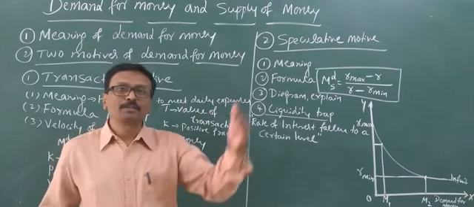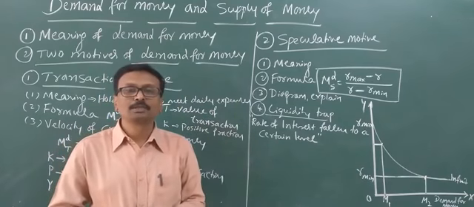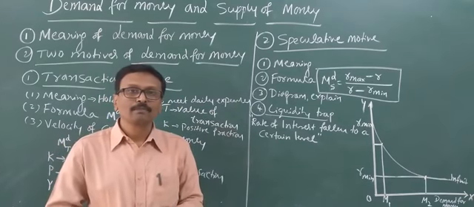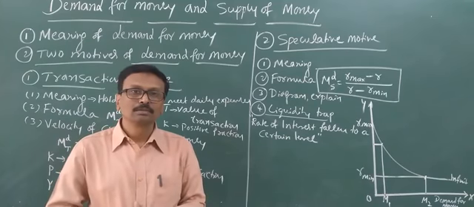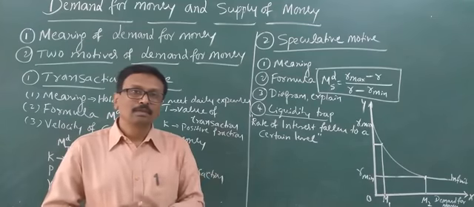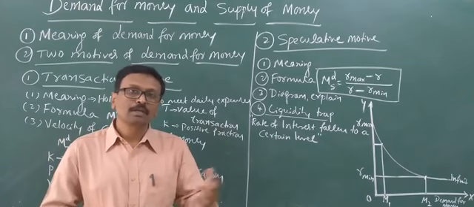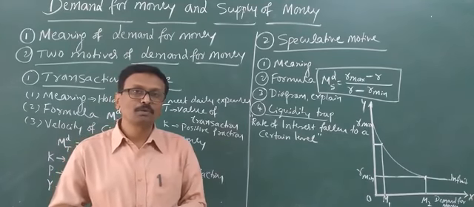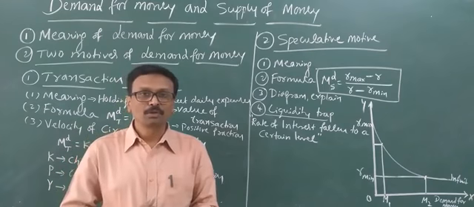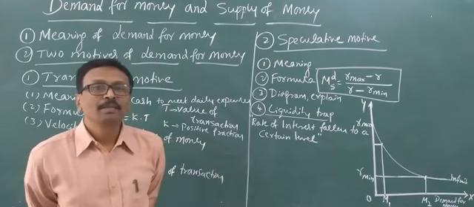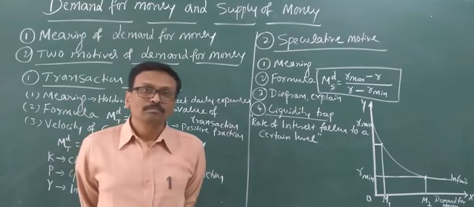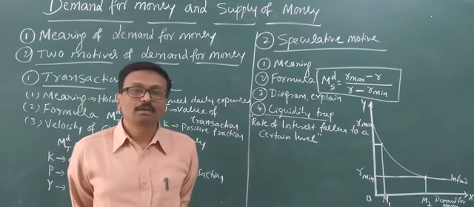There are so many important functions we learned in the previous class: issuing currency notes, then banker's bank, margin requirements, credit control measures, qualitative control and quantitative controls. In the quantitative controls: CRR, SLR, open market operation, bank rate policy, then repo rate and reverse repo rate.